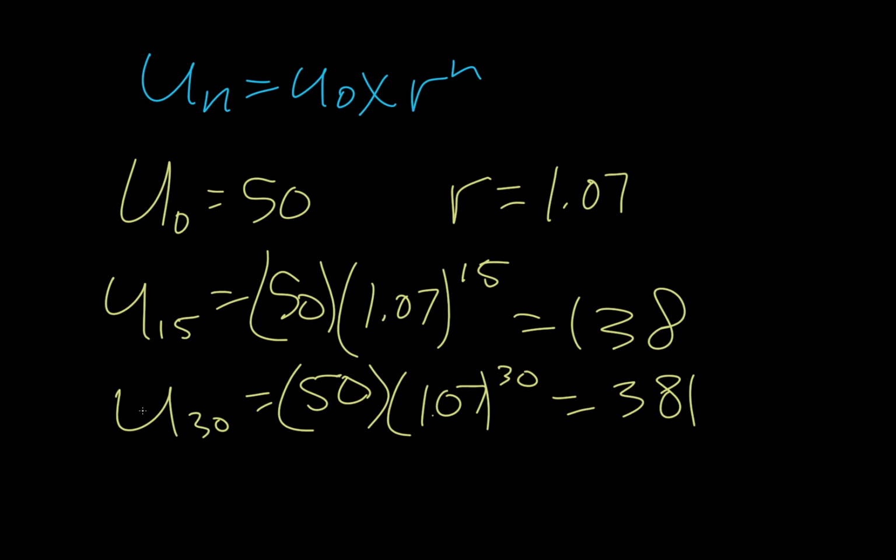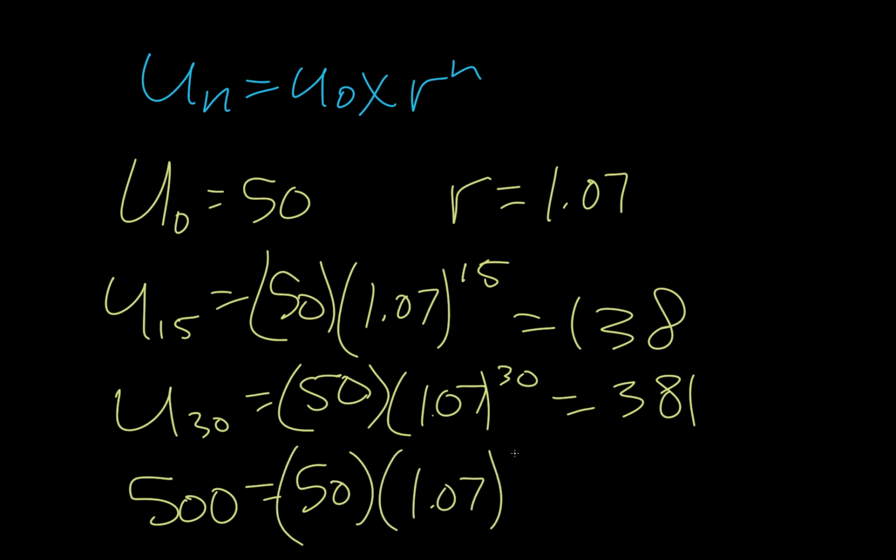Okay, now part B says how long will it take for the population to reach 500? So we want our final amount to be 500. We still have the same starting amount, still have the same rate, but we don't know how long it takes. So we need to put a placeholder there, or I guess we could use n. Let's do that to be consistent.